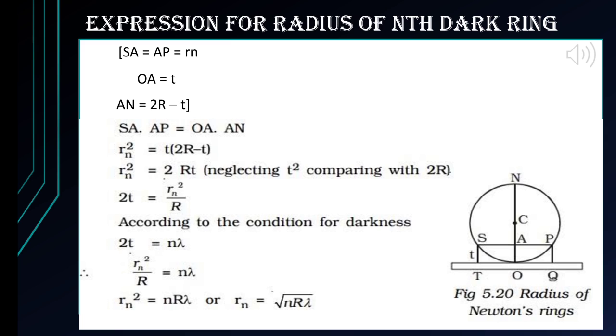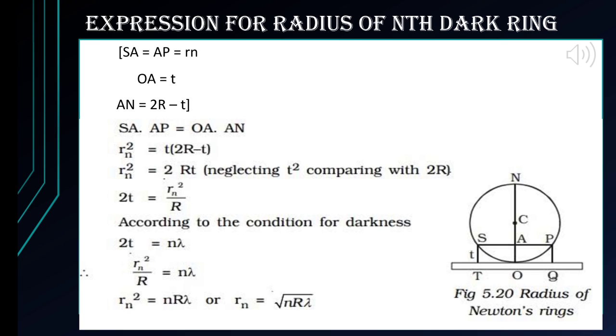To get the expression for the radius of the nth dark ring, as you can see in the diagram, it is the radius of Newton's ring. Here SA is equal to AP, which is the nth radius, OA is equal to t, and AN is equal to 2R minus t. Using the formula SA into AP equals OA into AN, we derive the expression for the radius. Substituting all the terms, r square n is equal to t into 2R minus t.